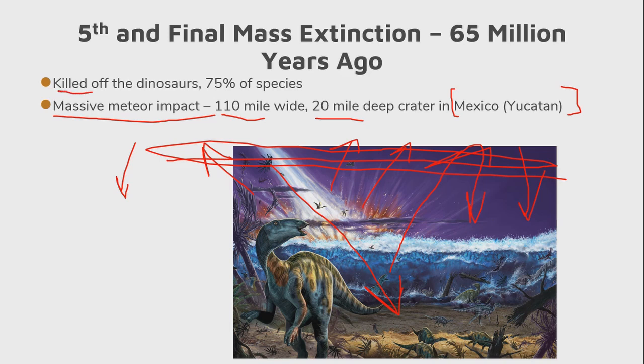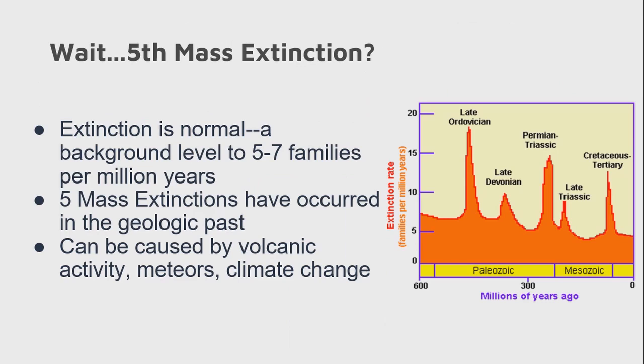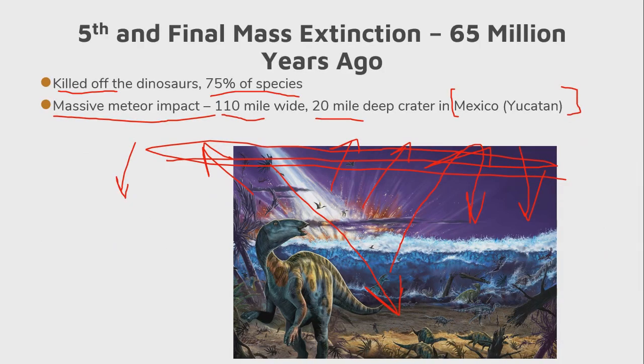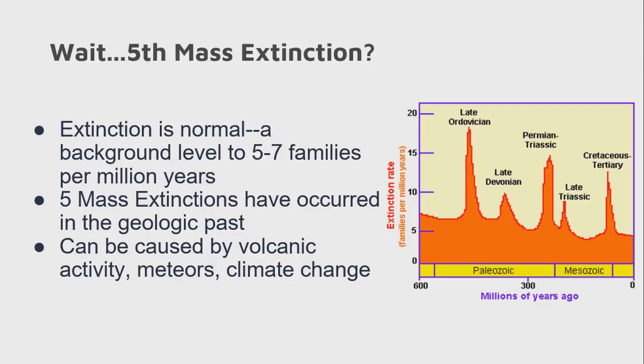So it definitely killed off the dinosaurs, and 75% of all species on Earth, all types of different plants and animals, died as a result of this. And the interesting thing is, you might be asking, wait, what? Fifth and final mass extinction? What about all the other ones?